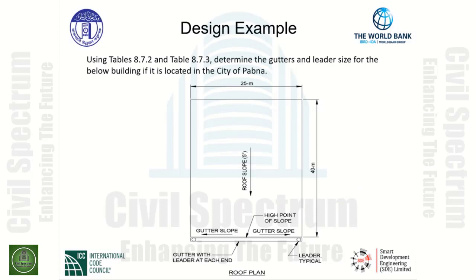A design example. Using Table 8.7.2 and Table 8.7.3, determine the gutters and leader size for the building below if it is located in the city of Pabna. We have a building indicated in a roof plan. It is 25 meters by 40 meters. We have a roof sloping 5% downward towards an exterior mounted gutter, with a leader at each end of the gutter.